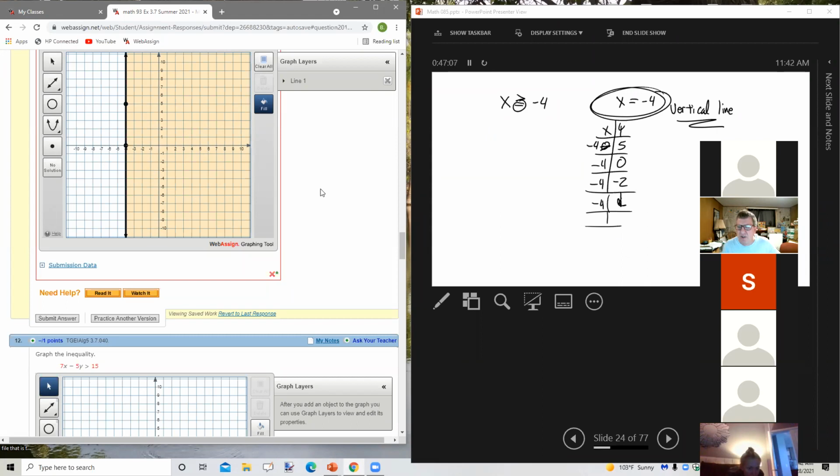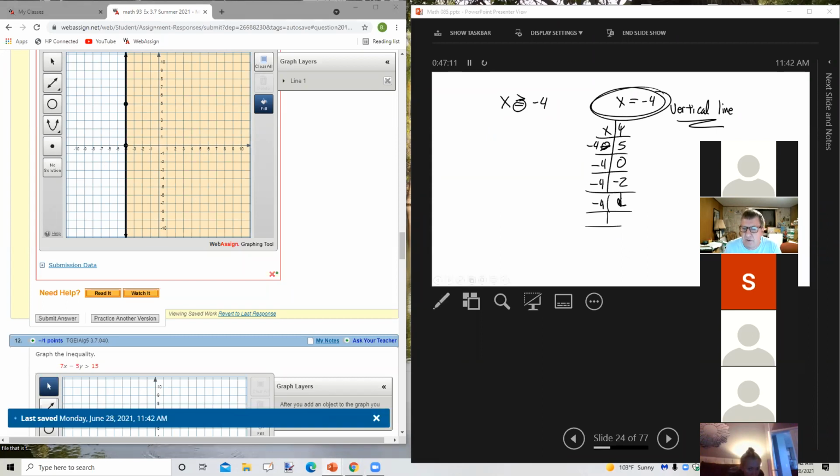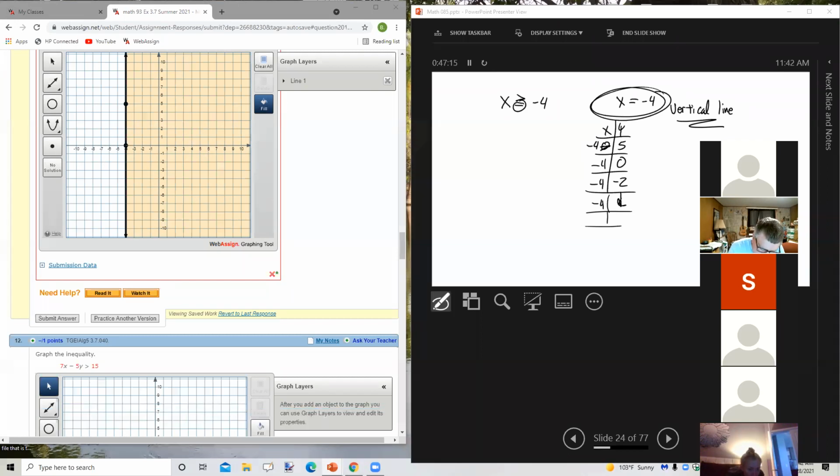Okay. So just a couple things I want to remind you of. x equals a constant is a vertical line. y equals a constant is a horizontal line. If the inequality includes the equal to, it's going to be a solid line, and then you're going to shade on one side or the other. If it doesn't include it, so there's no equal to, it's just less than or greater than, it's going to be a dashed line, and then you're going to shade on one side of it or the other.